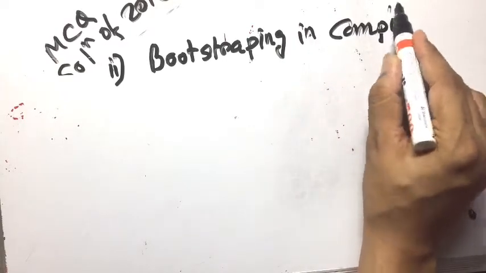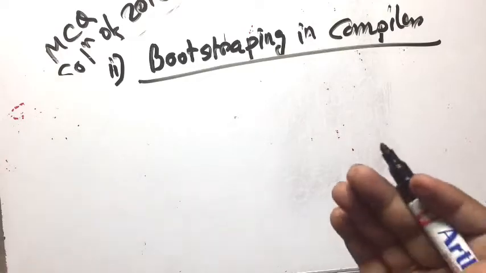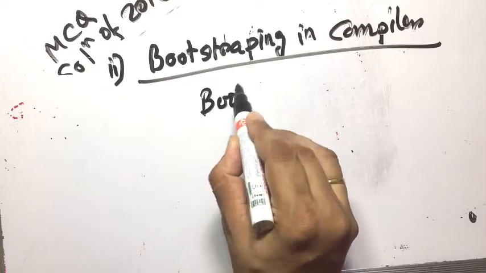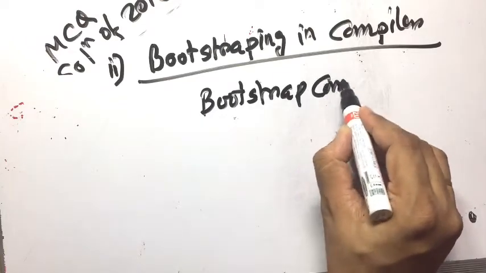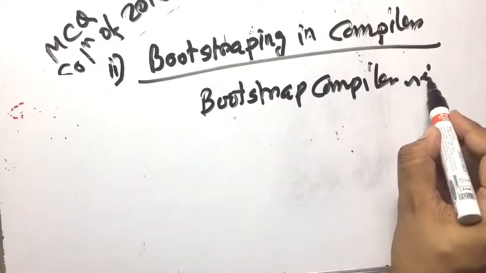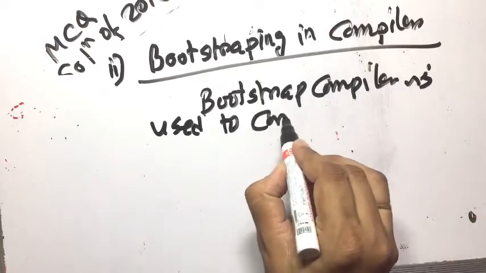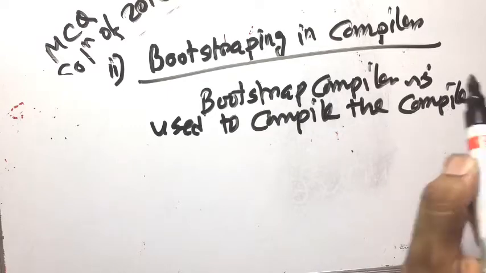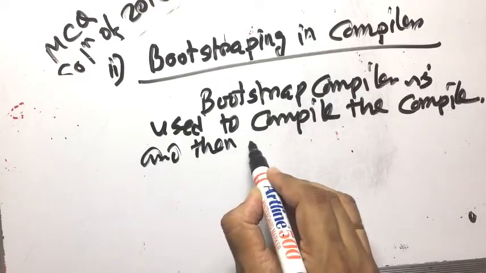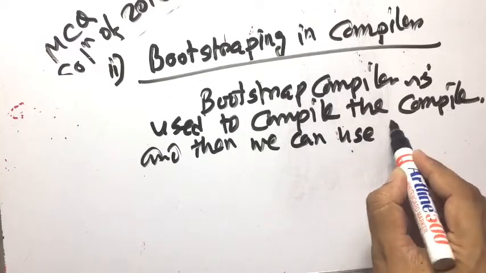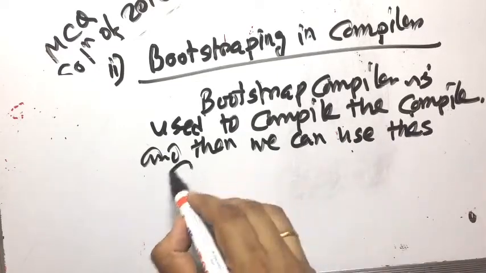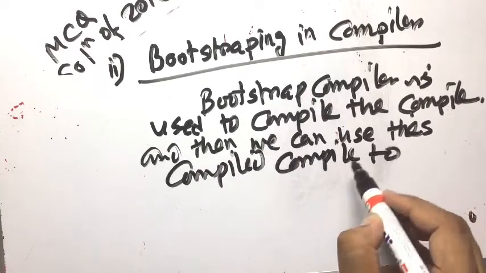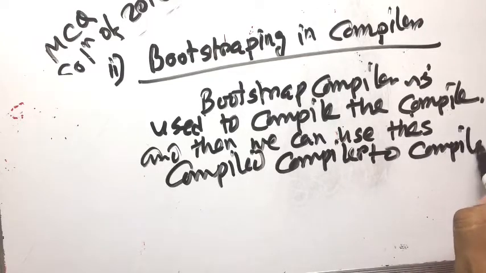This short question was given for 2 marks. I will write it first for 2 marks, and if it comes as a short note for 5 marks, you can write it the way I have structured the answer. Bootstrap, this is for 2 marks. A bootstrap compiler is used to compile the compiler. It is used to compile the compiler, and then we can use this compiled compiler to compile everything.